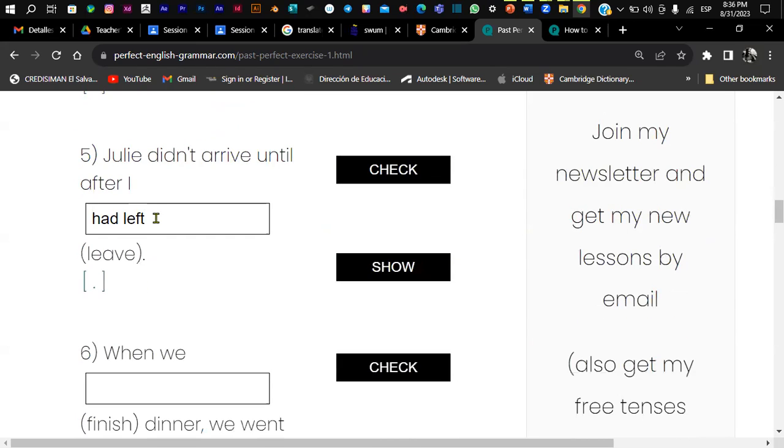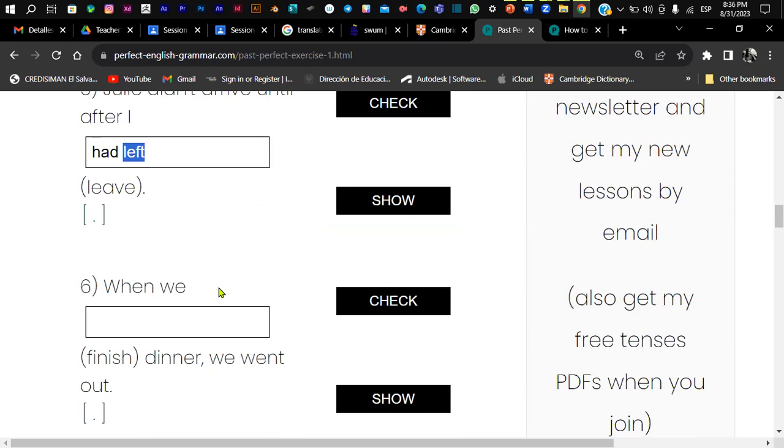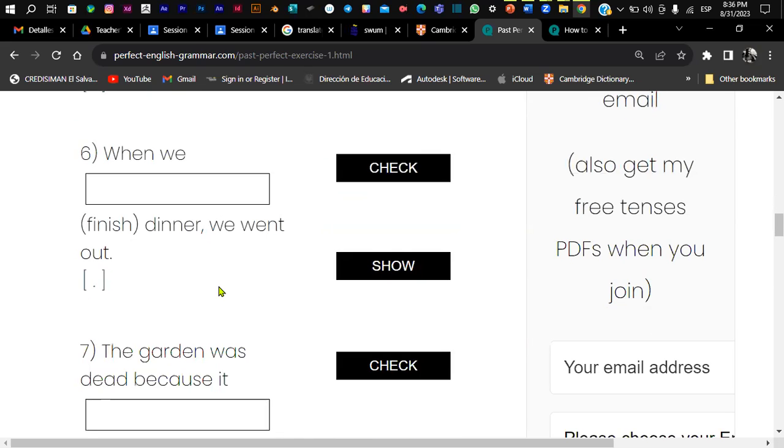I had left. Left, you said, correct. Okay, leave. Regular or irregular? Irregular, correct, because it's different. Okay, pretty good. Number six.